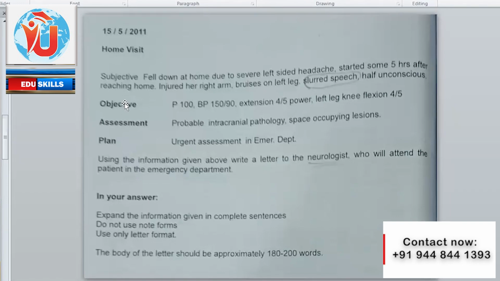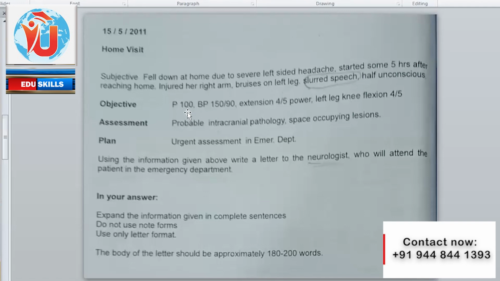On the 15th, the day of writing the letter, there was a home visit. We don't know who visited her. That information is vague, but we can see that there was a home visit, and the nurse noted that the patient had a fall at home due to a severe left side headache, which started some 5 hours after reaching home. She injured her right arm, has bruising on the left leg, slurred speech, and was half unconscious.